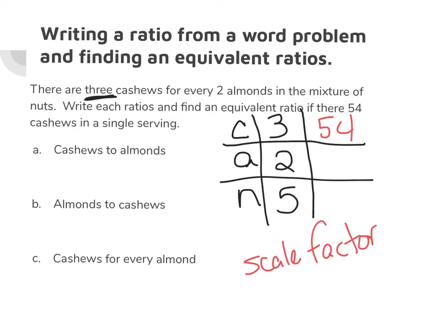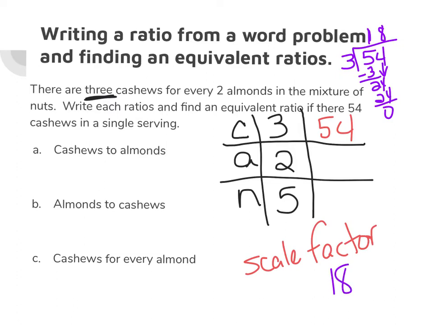So I'm going to divide. 54 divided by 3. 3 into 5 is 1, so that's 3. Remainder is 2. Bring down the 4. 3 into 24 is 8. That's 24. Remainder is 0. So that means 18. My scale factor is 18.